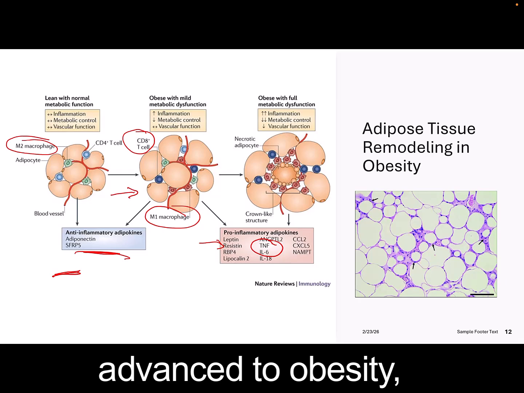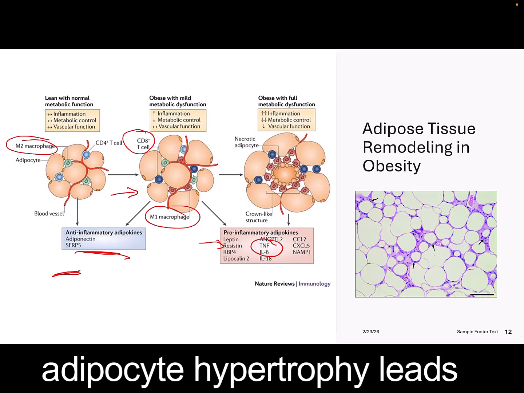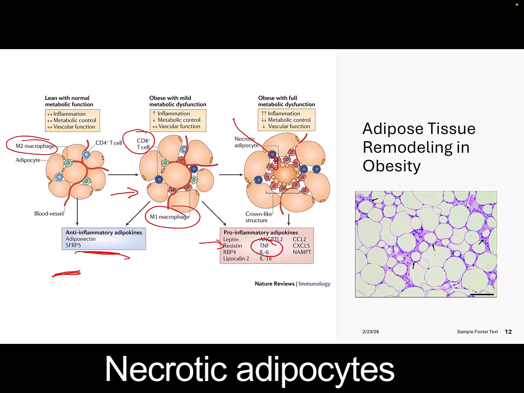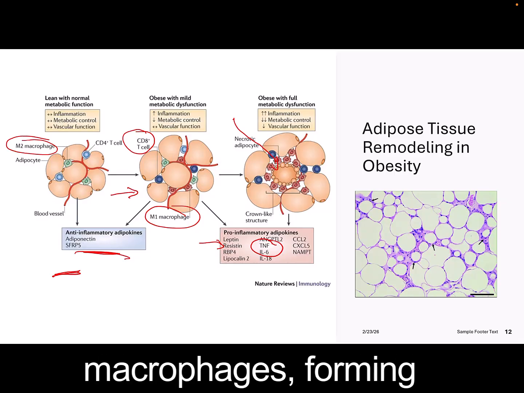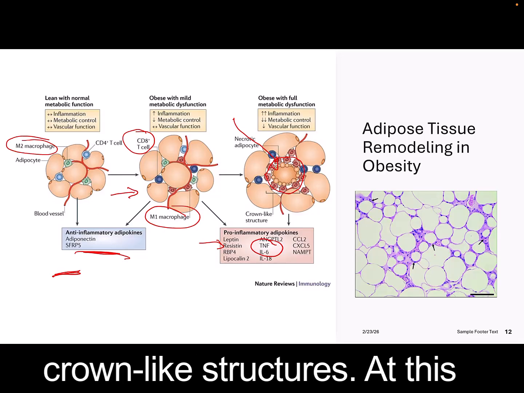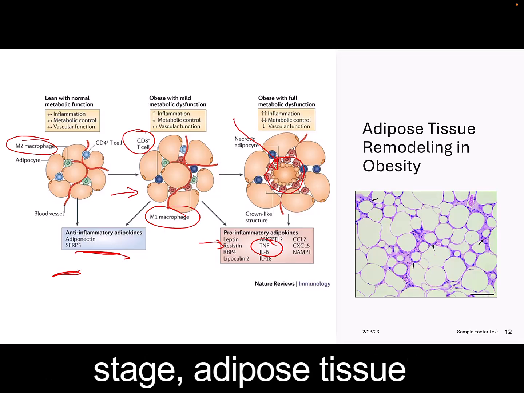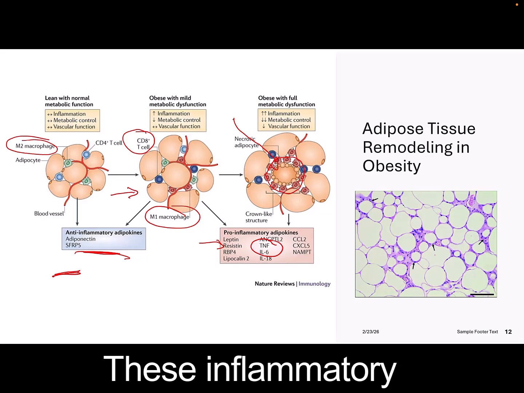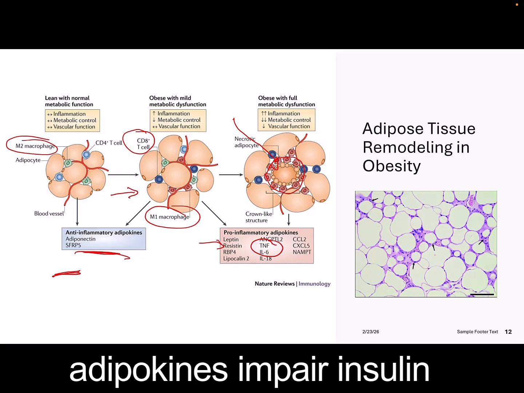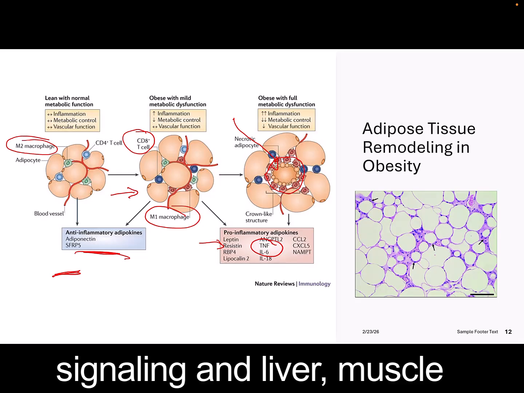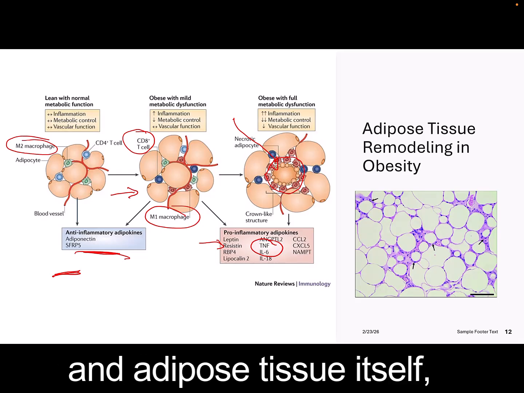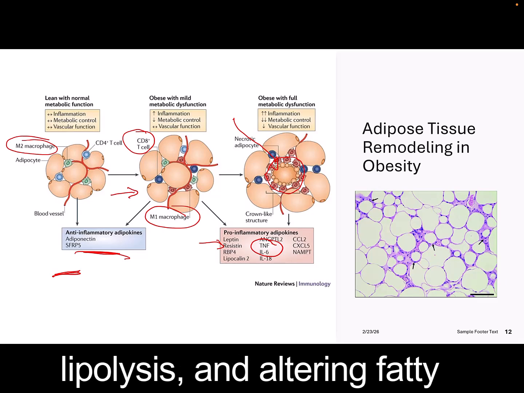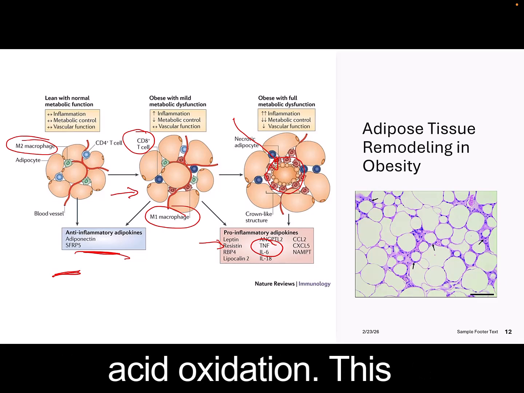In advanced obesity, adipocyte hypertrophy leads to hypoxia and cell death. Necrotic adipocytes become surrounded by macrophages, forming crown-like structures. At this stage, adipose tissue becomes a chronically inflamed endocrine organ. These inflammatory adipokines impair insulin signaling in liver, muscle, and adipose tissue itself, disrupting glucose homeostasis, increasing lipolysis, and altering fatty acid oxidation.